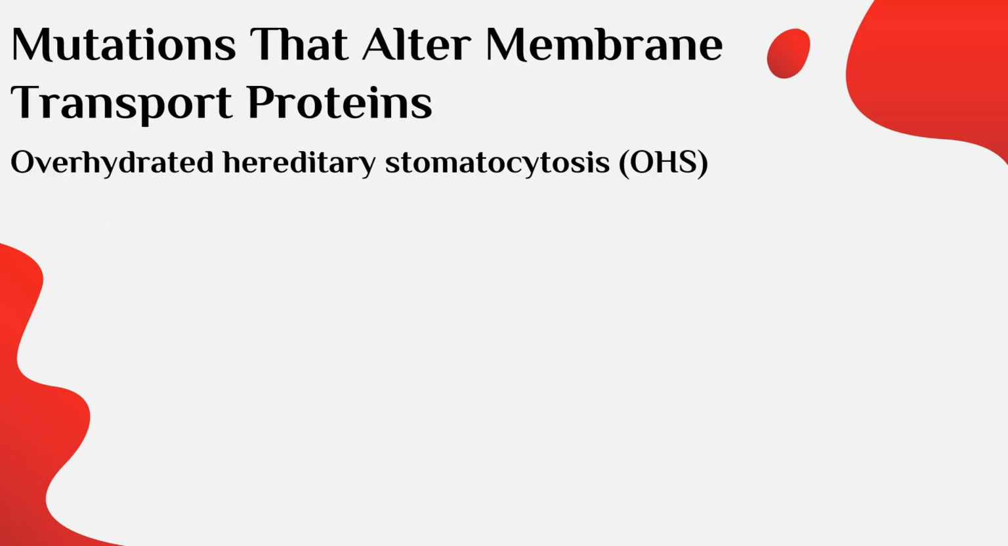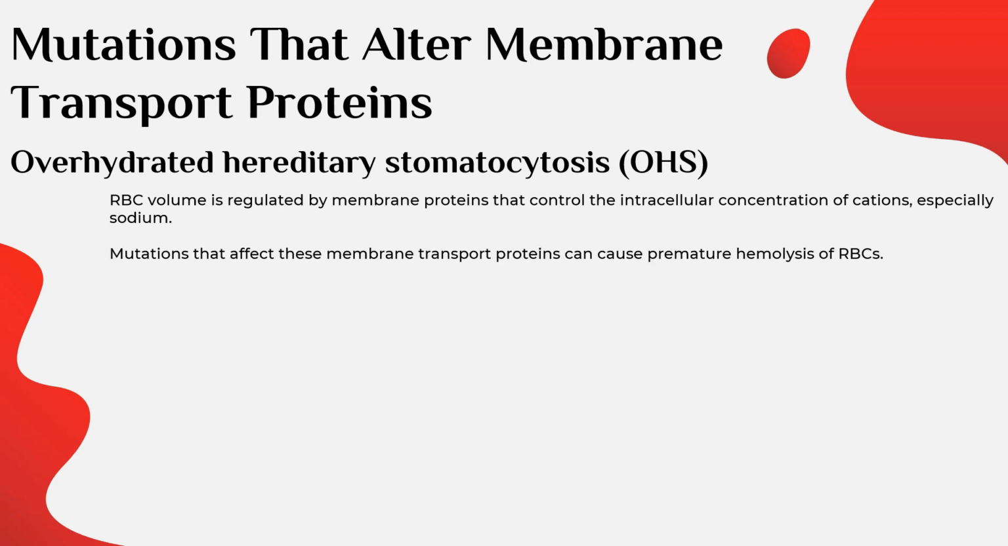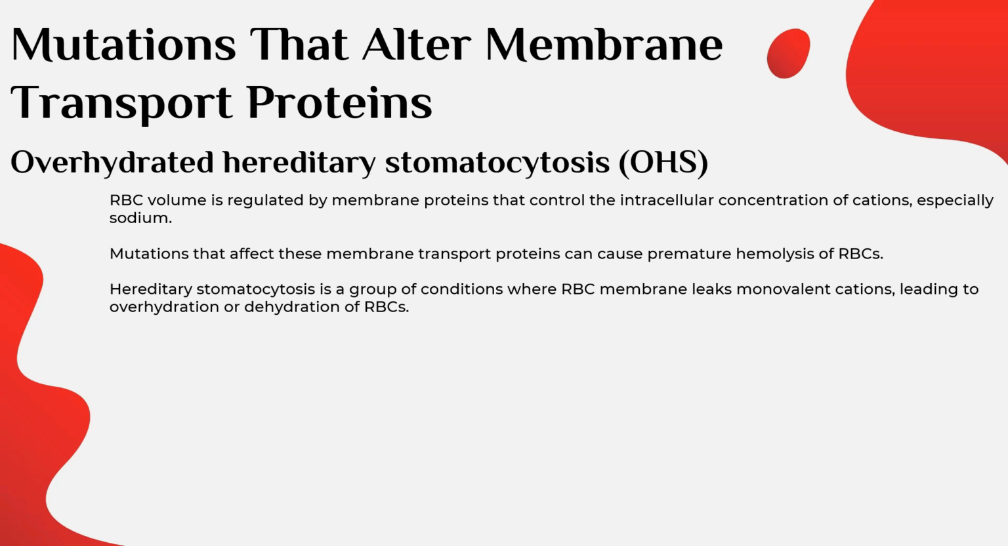Mutations that alter membrane transport proteins. Overhydrated hereditary stomatocytosis, OHS. RBC volume is regulated by membrane proteins that control the intracellular concentration of cations, especially sodium. Mutations that affect these membrane transport proteins can cause premature hemolysis of RBCs. Hereditary stomatocytosis is a group of conditions where the RBC membrane leaks monovalent cations, leading to overhydration or dehydration of RBCs.